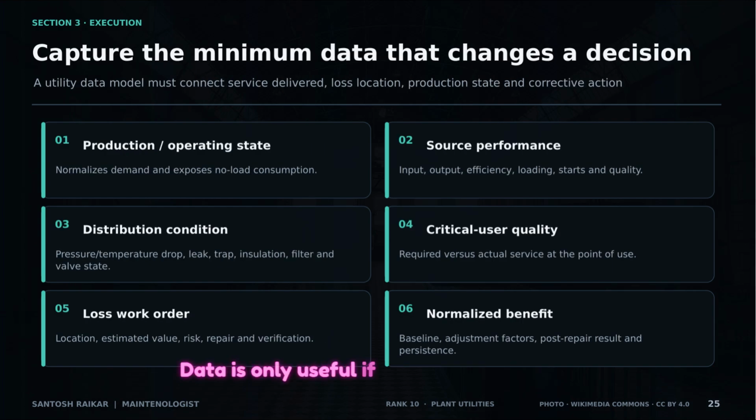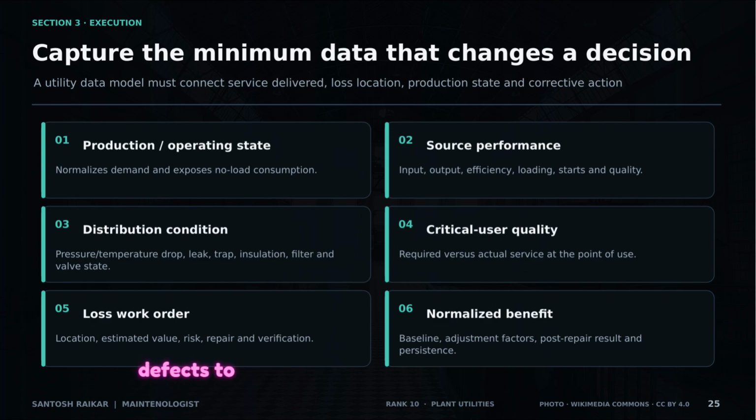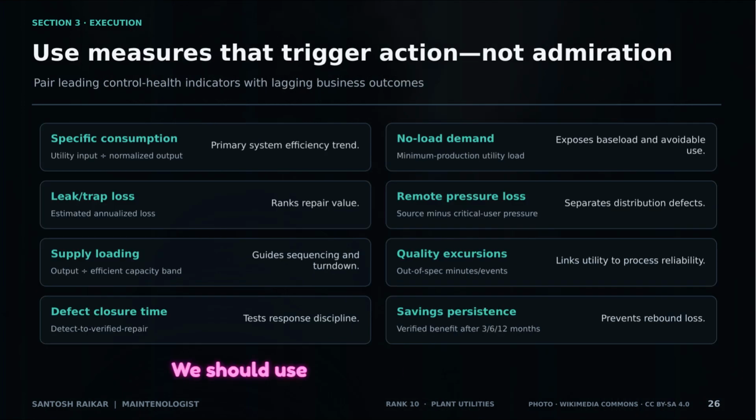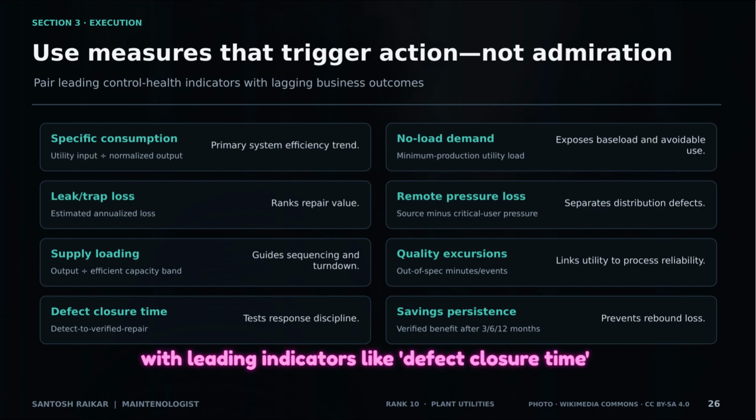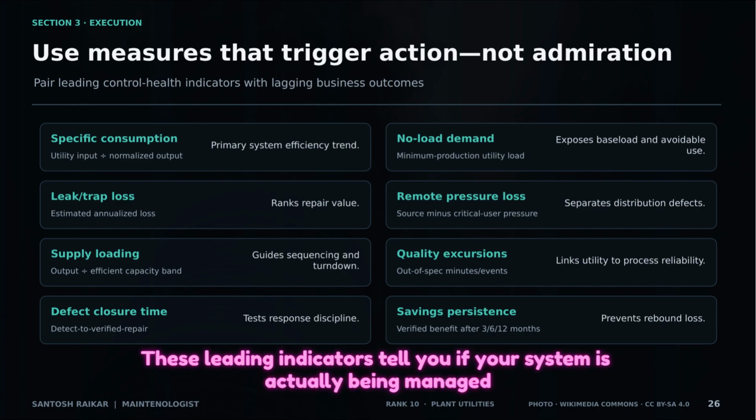Data is only useful if it changes a decision. We don't need more data. We need the right data. Connecting production states to utility performance and linking specific defects to repair work orders and verified benefits. We should use measures that trigger action. Pair your lagging business outcomes, like specific consumption, with leading indicators like defect closure time or remote pressure loss. These leading indicators tell you if your system is actually being managed.